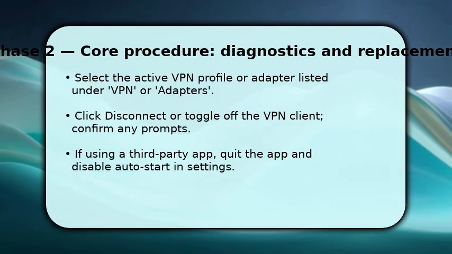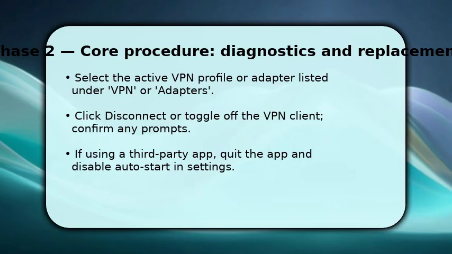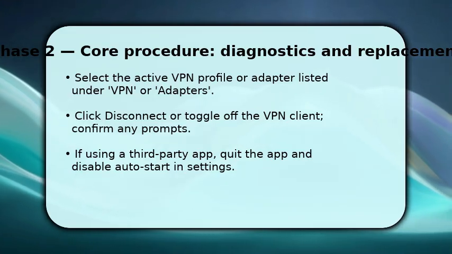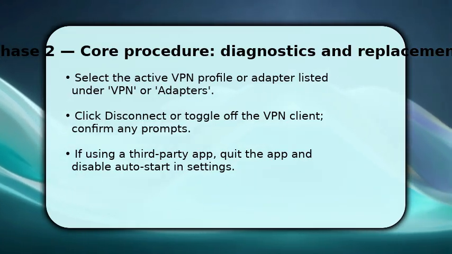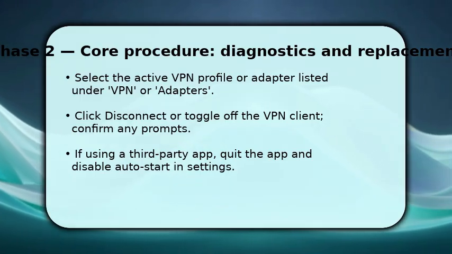If you use a third-party client, quit the app and open its settings to disable auto start so the VPN won't relaunch at boot. Make sure to review adapter status. Once disconnected, routing should revert to your default interface.